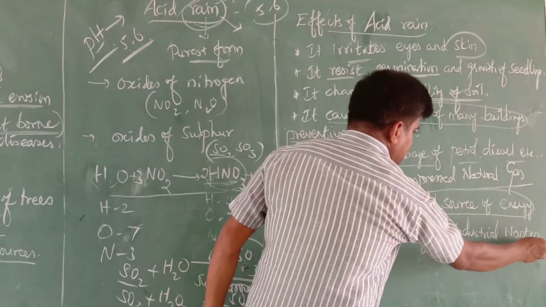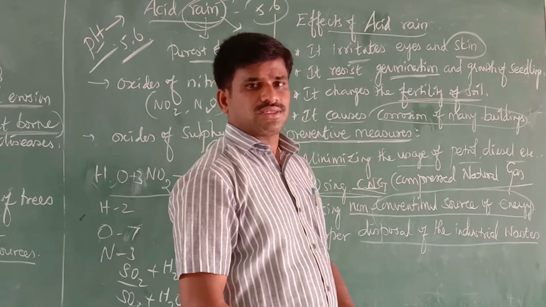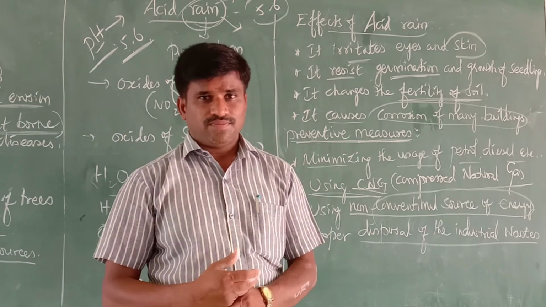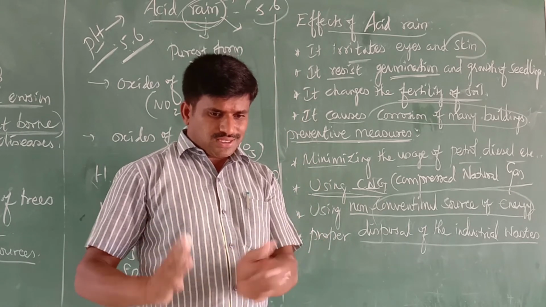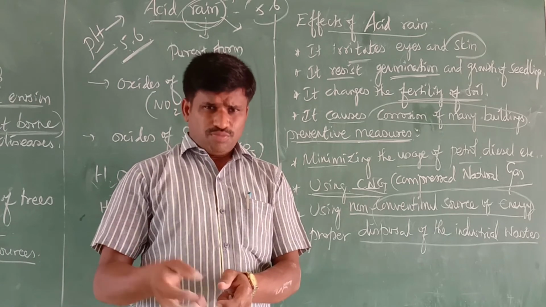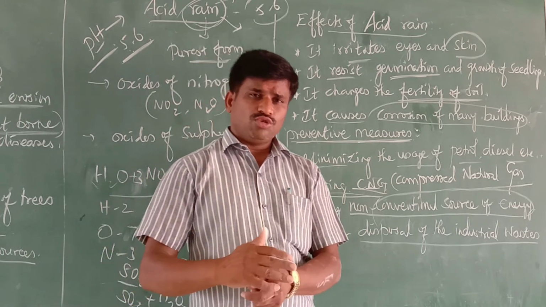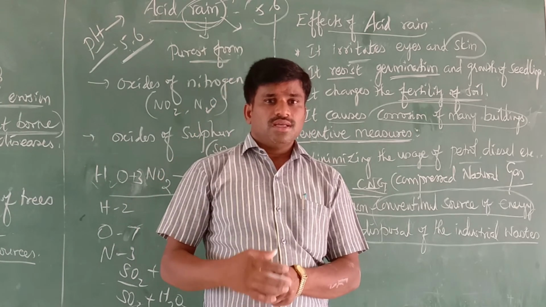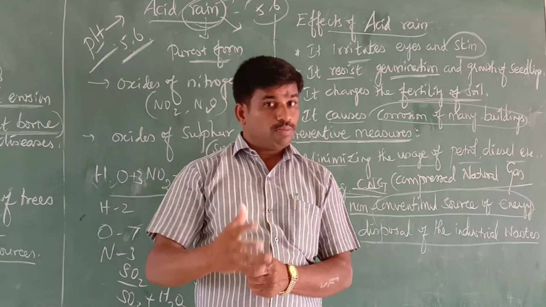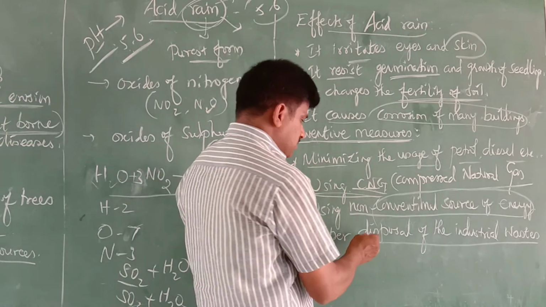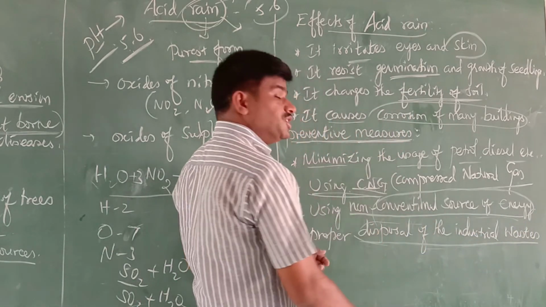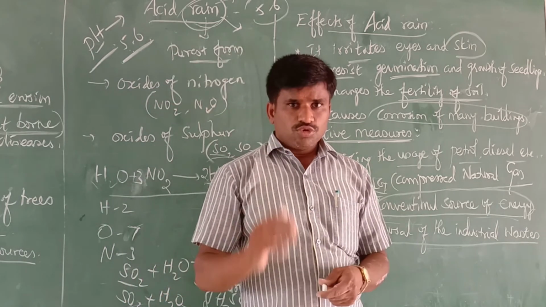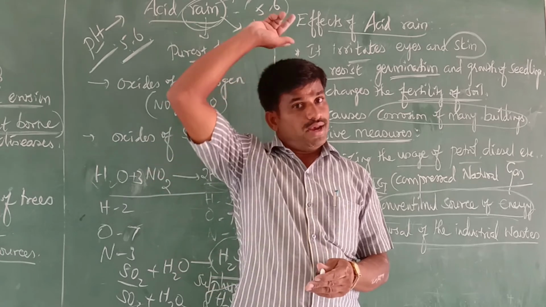Proper disposal of industrial waste. This is also very important. Industrial waste should be disposed of in the proper way. The factories should release 0% waste. They should do recycling activities. They should not release the waste as it is. They should bring it to 0% waste released. Such a thing is called proper disposal of industrial waste. These are some of the preventive measures. We should follow these preventive measures for avoiding acid rain.